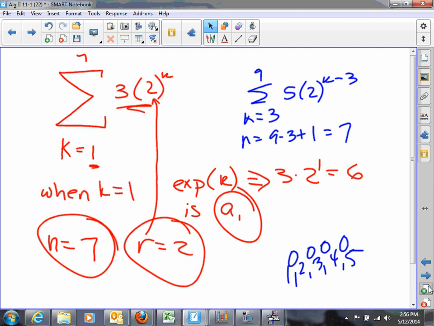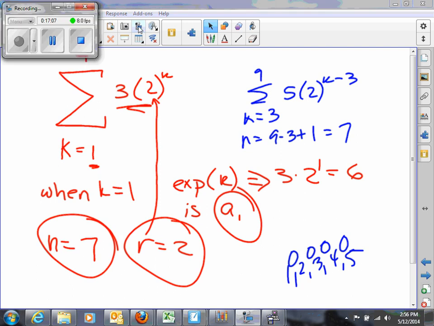But if you learn how to read sigma notation so that you can get the first term, the common ratio, and how many terms there are, then you can use the formula for the sum without any trouble. So that takes care of this particular section, and have fun with the exercises. And we're done.